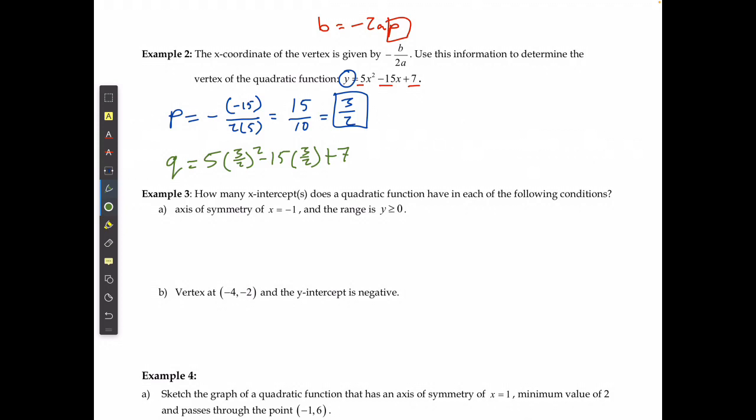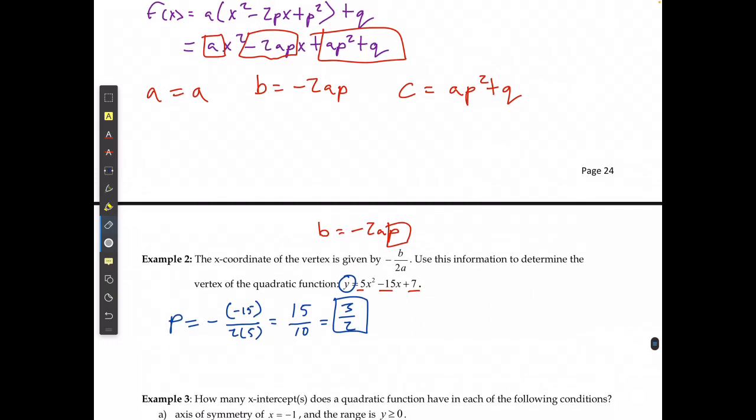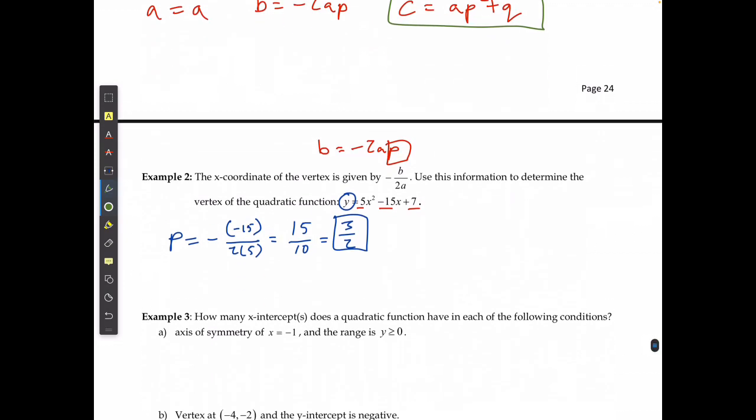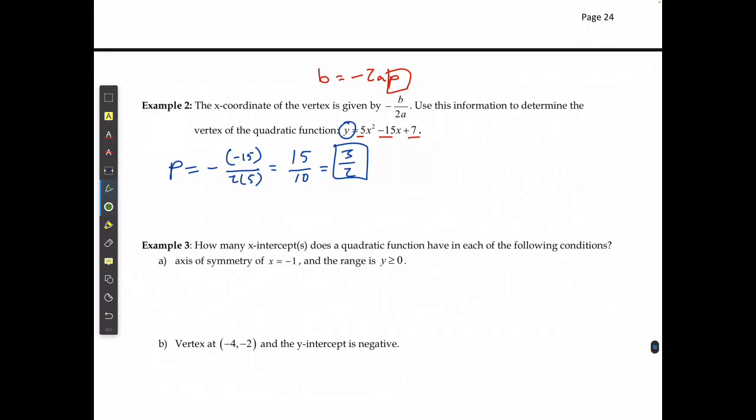We could also say, given our formula from the last page, that if C is equal to A times P squared plus Q, Q would be the same as C minus A P squared, or 7 minus 5 times 3 over 2 squared.